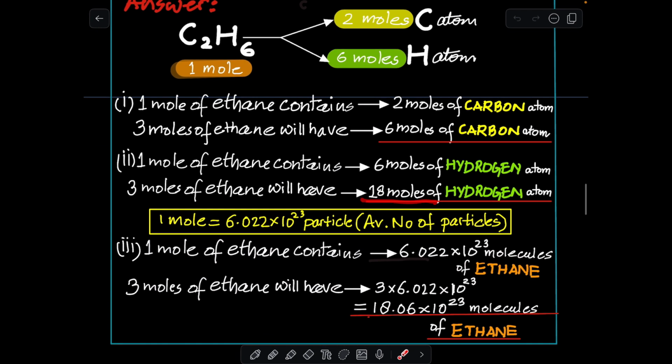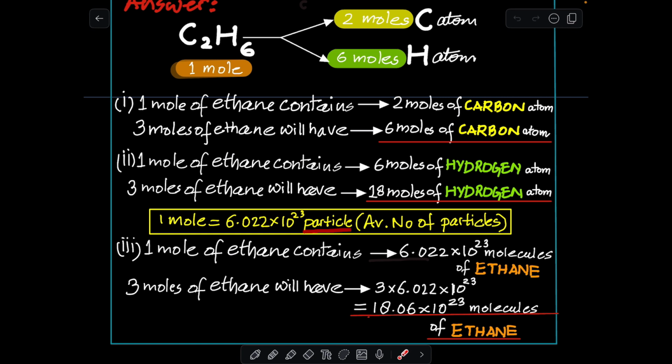And to solve the third one, we should apply the idea of Avogadro's number. 1 mole of any substance is equal to Avogadro's number of particles, that is 6.022 into 10 raised to the power 23 particles. What is the meaning of particles? If we are doing it for an element, these particles will be atoms.